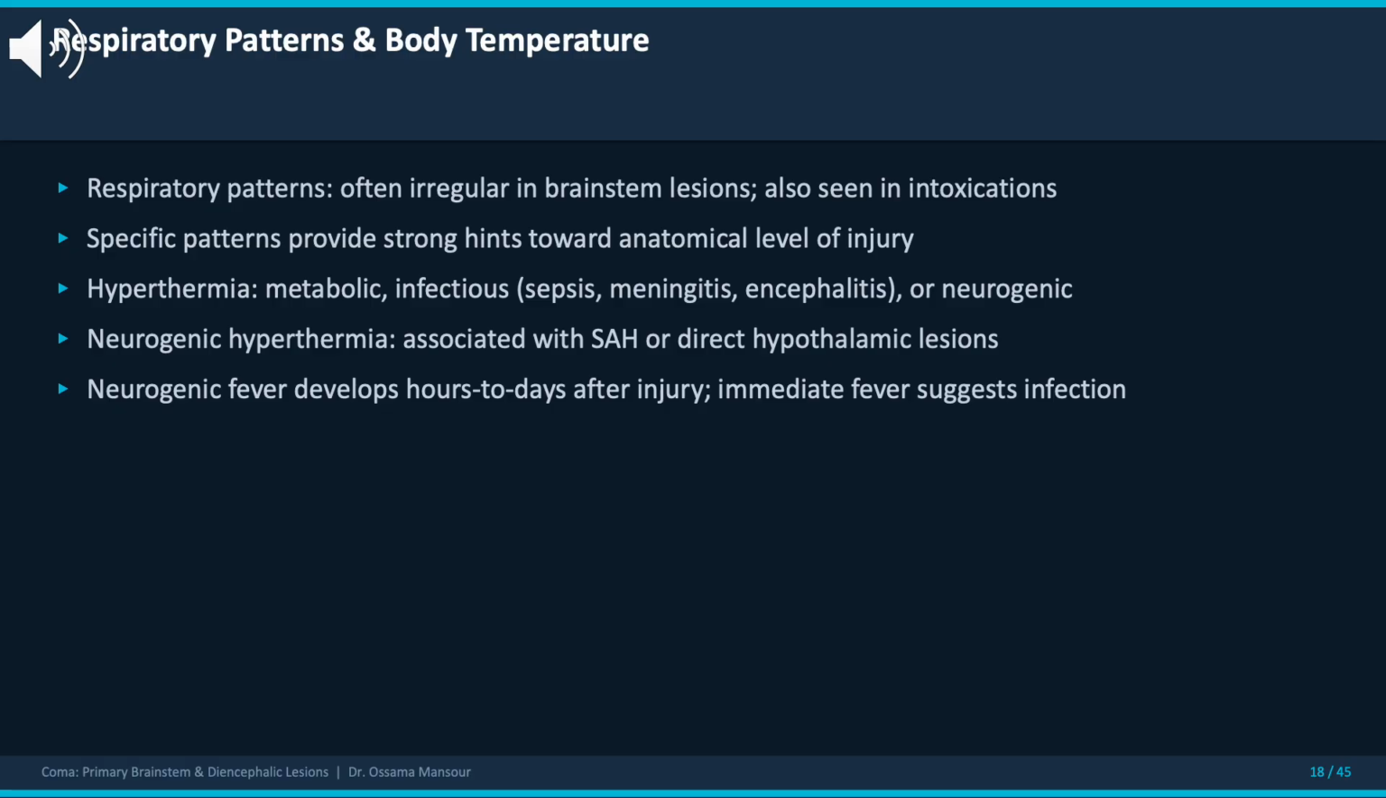And it's important to recognize that neurogenic hyperthermia typically develops over time, hours to days after the initial injury, rather than being an immediate initial manifestation. Therefore, fever present immediately at presentation of coma is more likely to be infectious or metabolic, whereas fever developing days into the hospital course in a patient with subarachnoid hemorrhage may be neurogenic.